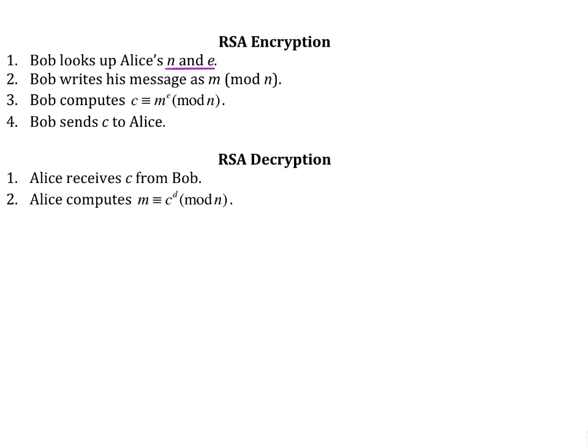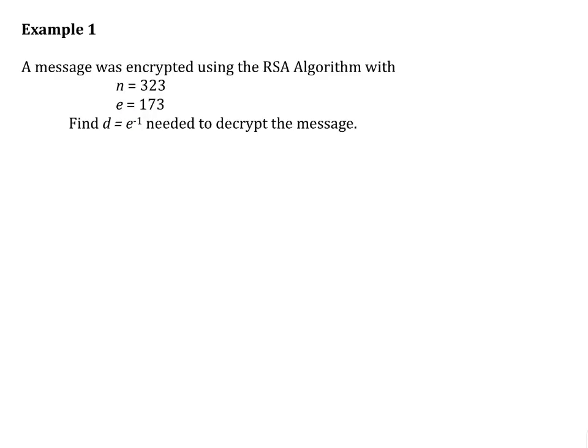So Bob writes his message M, and I'll show you how to do that in a few moments, and computes the ciphertext, which is m to the e power mod n, and sends that ciphertext message to Alice. Alice receives C from Bob, and she computes the message back, which is the ciphertext to the d power mod n. Okay, so let's look at a small example.